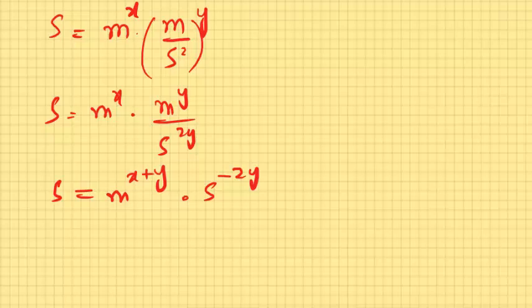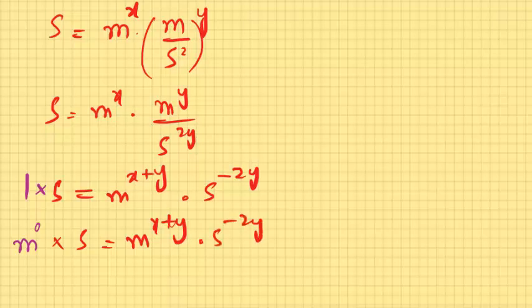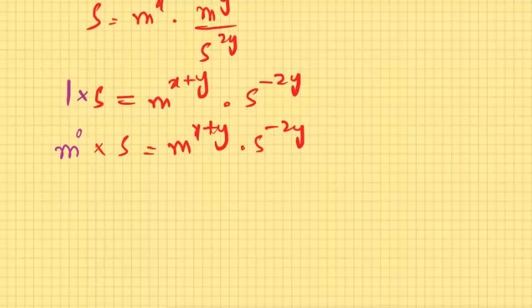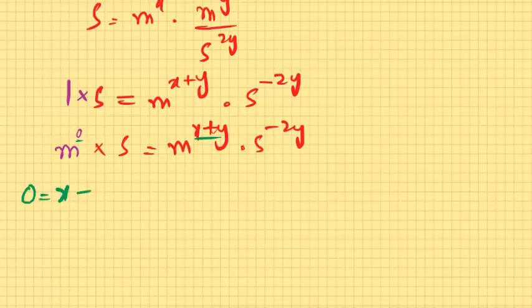Now I need to compare the left hand side and right hand side. The problem is that on the left hand side I do not have meters. So what I can do is multiply the left hand side with 1. Obviously that won't affect the equation, but it helps me introduce meters. In place of 1 I am going to write meters power 0. Obviously anything power 0 is 1, so that still won't affect the equation, but now it helps me compare the powers of the terms on the left hand side and right hand side. You see that on the left hand side this meter has power 0 and this meter has power x plus y, so I can say that 0 is equal to x plus y.